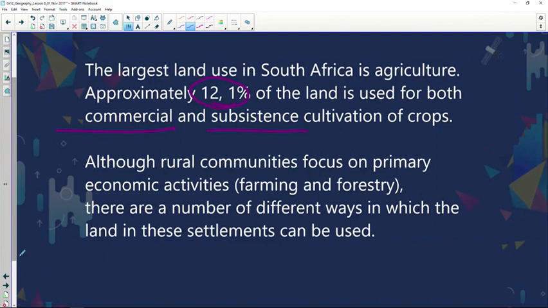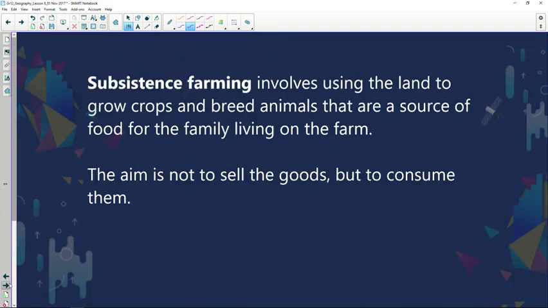Now, as you can see, although rural communities focus on primary economic activities, there's also a number of different ways in which the land can be used. And we're going to have a look at it right now. Like I've mentioned, subsistence, you only farm for yourself, to provide for yourself.